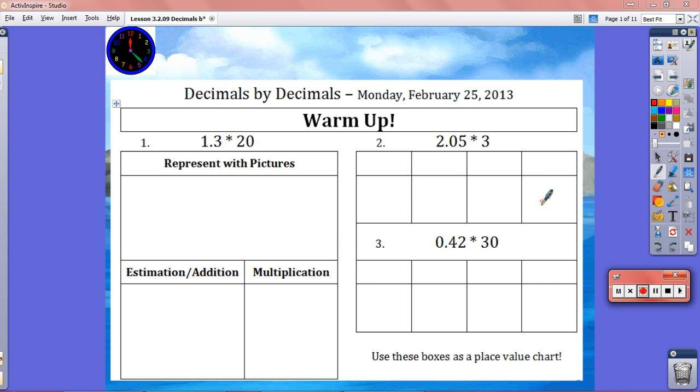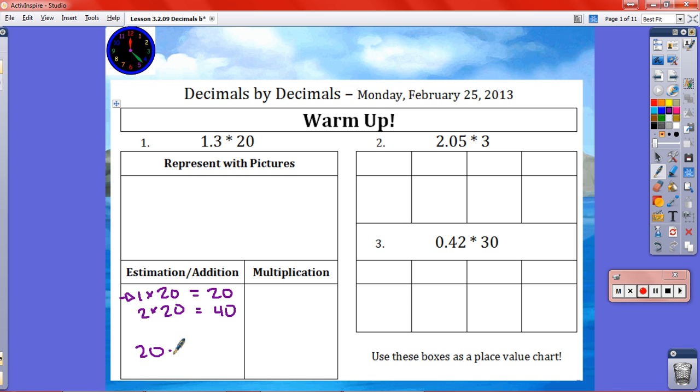We've been working on multiplying decimals by whole numbers, so the warm-up is just a review of that. So I have 1 3/10 times 20. First I'm going to estimate, and I'm going to say this is between 1 times 20 and 2 times 20, but closer to 1 times 20, because 1 3/10 is closer to 1 than it is to 2. So my answer is between 20 and 40, but closer to 20.